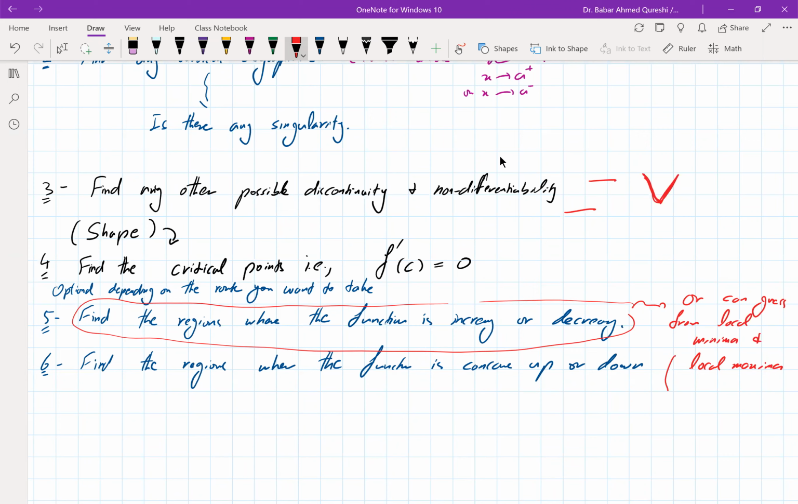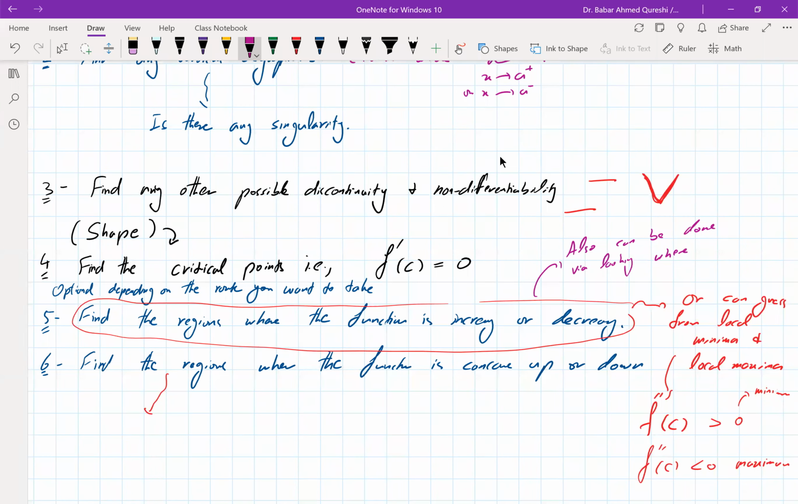You find these by computing the double derivative at the critical points. If it is positive, then this is a minimum. If it is negative, then it's a maximum. And then you can just try to see if you are connecting them. If you're connecting a minimum to a maximum, obviously you will have to go through an increasing function. In principle, this can also be done by looking at where f'(x) is positive or negative. Where it's positive, it is increasing, and where it's negative, it's decreasing.